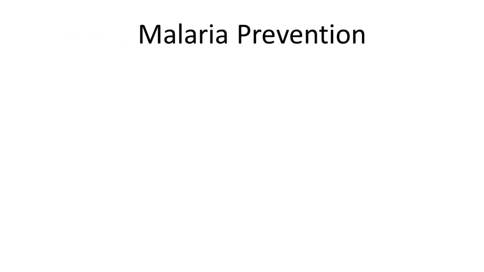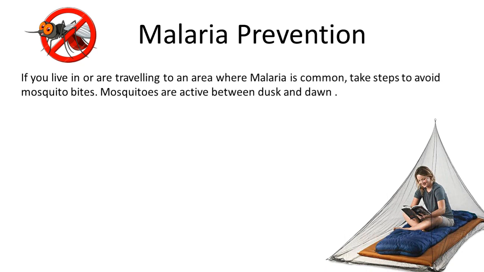Malaria prevention. Now let us see how we can prevent this dangerous disease. If you live in or are traveling to an area where malaria is common, take steps to avoid mosquito bites. Mosquitoes are active between dusk and dawn. We all know that the main reason for malaria is the bite of mosquitoes. So to prevent the disease, we have to protect our body from mosquito bites.